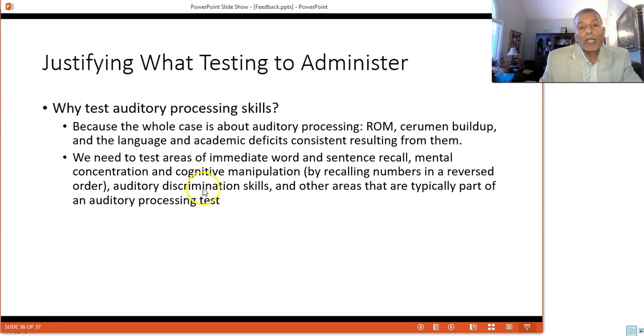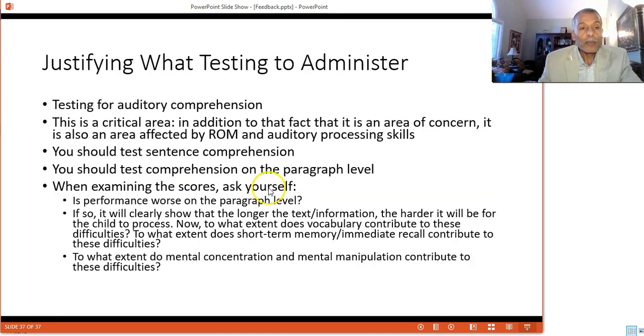So auditory discrimination skills are also part of the TAPS. That will also give you clues about this and answer questions that you have, and also other areas that are typically part of the battery for the auditory processing test. This will be very, very important, and that will justify now why you are going to give this particular test.